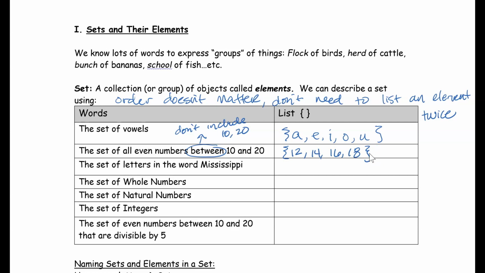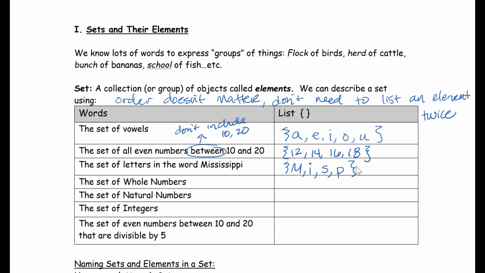The next one, the set of letters in the word Mississippi. So here comes that rule where we don't need to list an element twice. Let's think about all the letters in Mississippi. There's an M in Mississippi. There's an I more than once, but I only need to list it one time. There are multiple S's, and there are also a couple P's. So the set of letters in the word Mississippi is the set of M, I, S, and P. And I could have written those in any order, but I don't need to list the letters more than once if they repeat in the word.